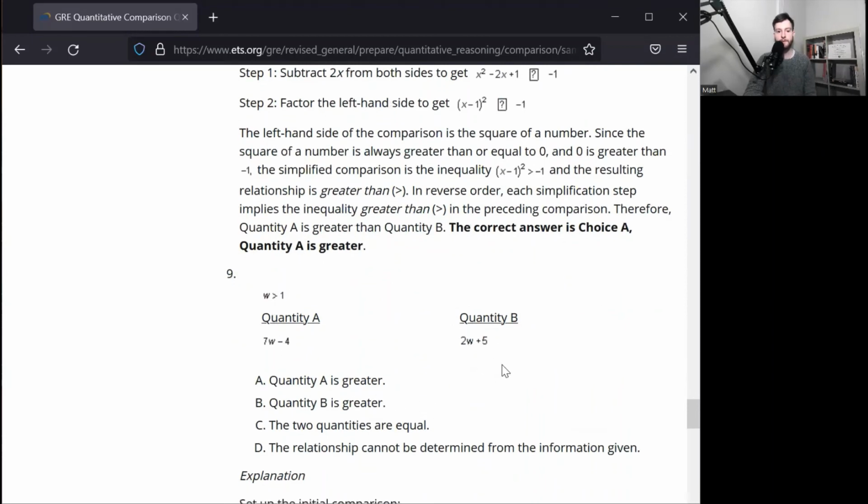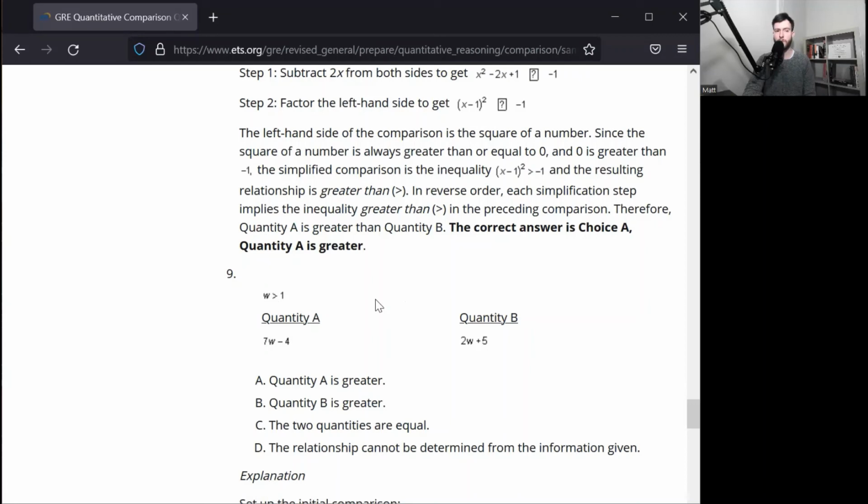Number 9, try the picking number strategy. It tells us that W has to be greater than 1. By the way, we chose negative numbers in the past because they did not give us any constraint about the value X. If they give you no constraints, you can pick whatever you want, but here's a constraint here. When W is 2, which is the first easiest number to pick, then quantity A is going to be 10, and quantity B is going to be 9, so A would be greater, right?